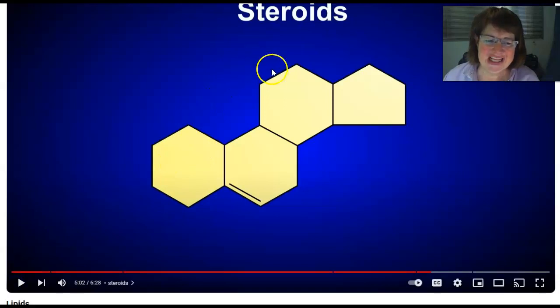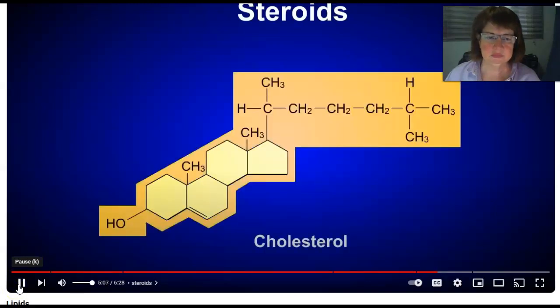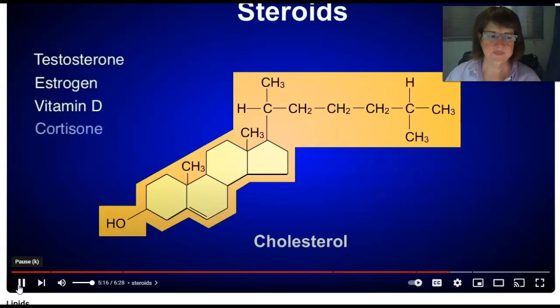Okay, let's look at the structure of steroids. Now, on each corner, there is a carbon molecule. So these are very large molecules and, again, rather non-polar because it's just a lot of carbon, hydrogen, and oxygen shared equally. One well-known steroid molecule is cholesterol. Cholesterol serves as a precursor for the synthesis of other steroids such as testosterone, estrogen, vitamin D, and cortisone.